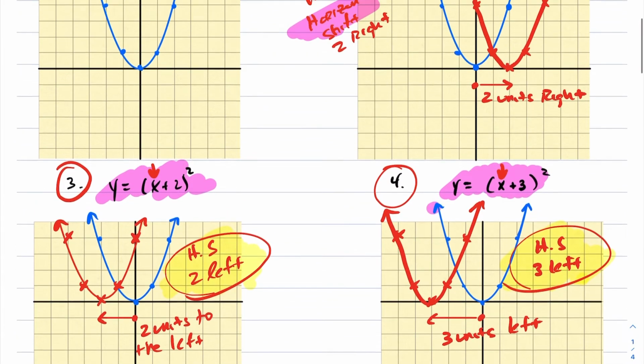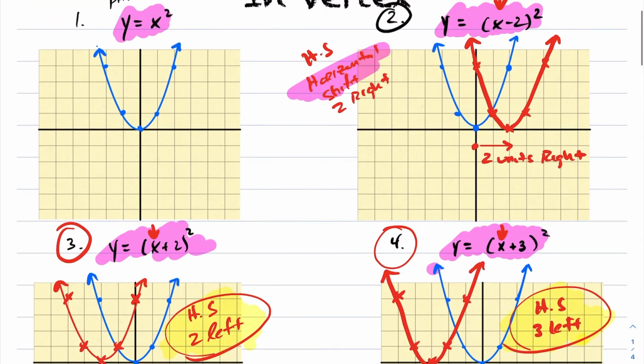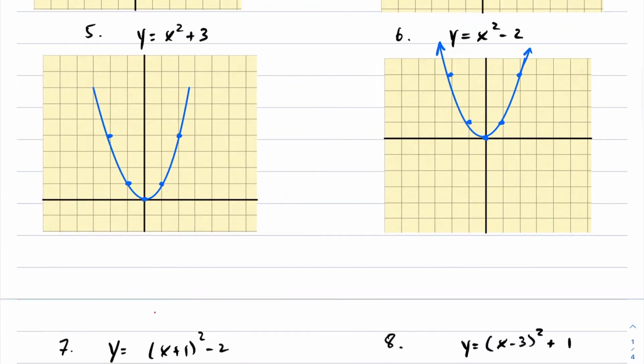So these 3 examples here are examples of horizontal shifts or transformations of your parent function, parent relation, y equals x squared. Okay, let's see what other types of transformations you can do to your quadratic. Take a look at number 5 here. Again, we have y equals x squared. What happens to our quadratic if we just add 3 to the end of our parent function?